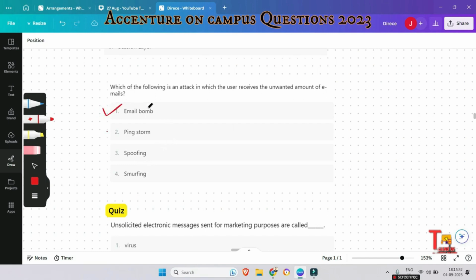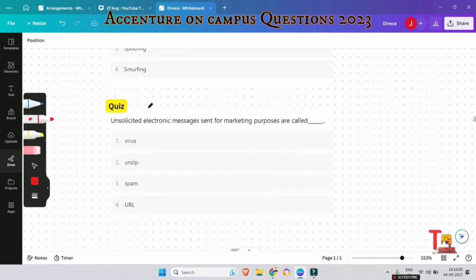So what is an email bomb? It is an attack on your inbox that involves sending massive amounts of emails, right? And what are ping storm, spoofing and smurfing? I don't think I have to explain this in this session. If you don't know, then please let me know in the comment section. I will explain in the comment section, right?